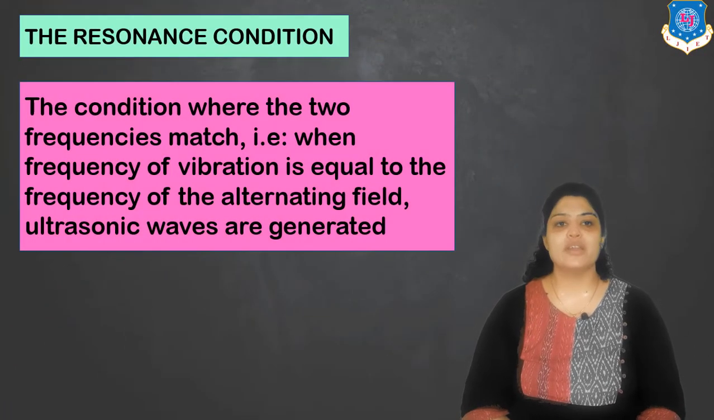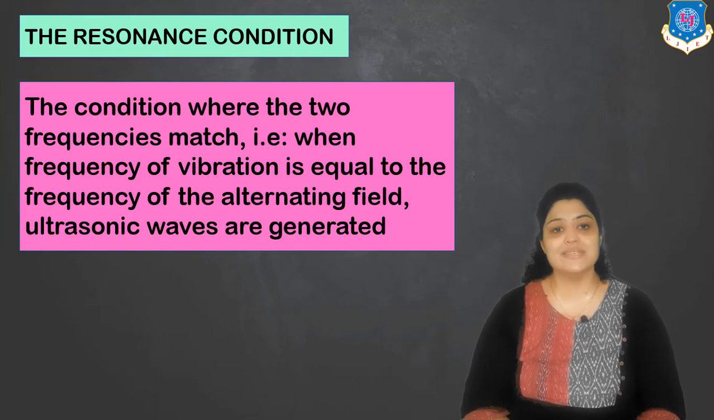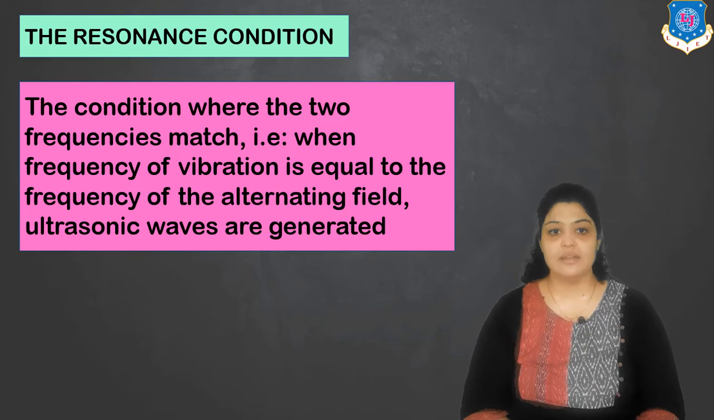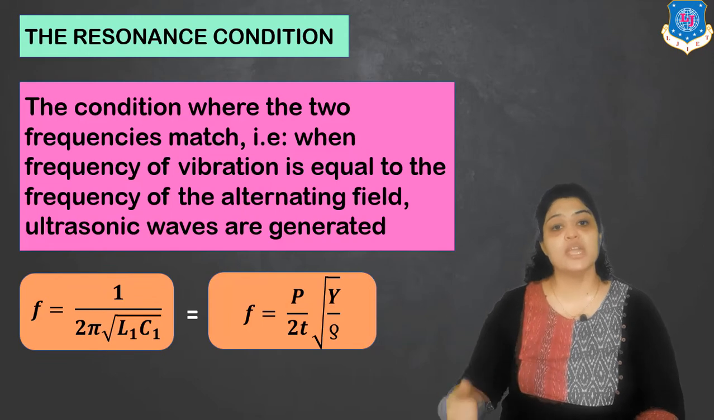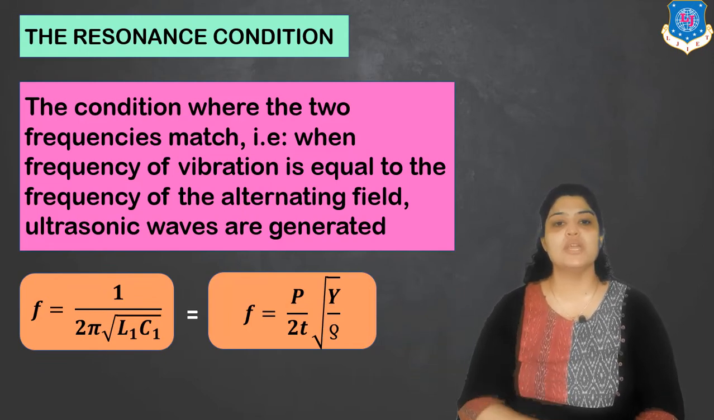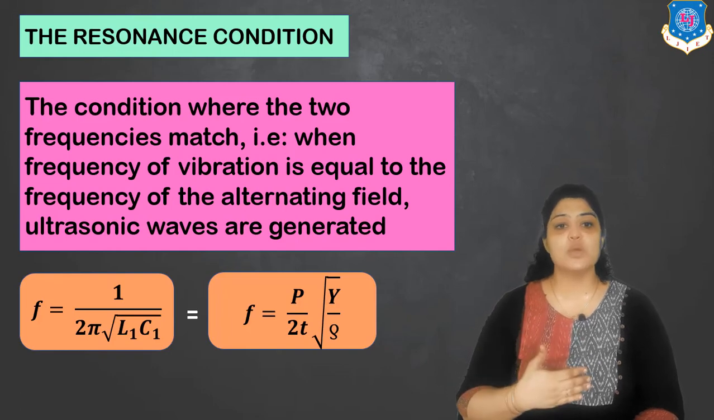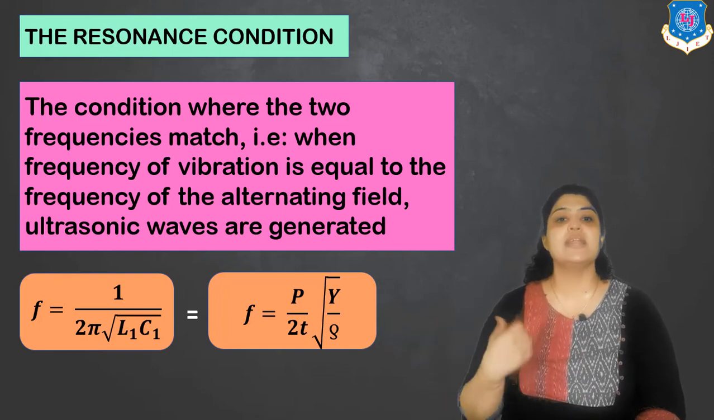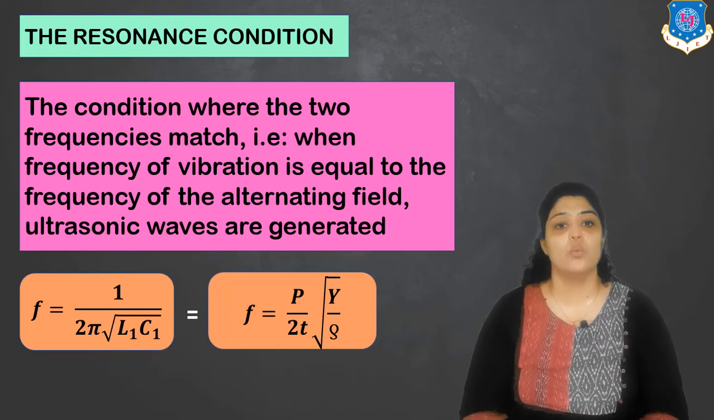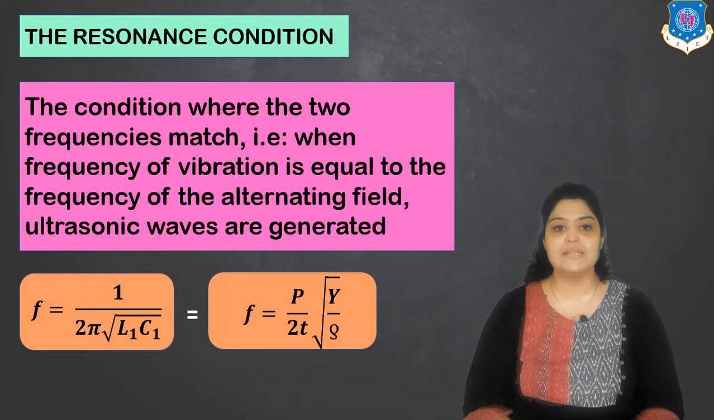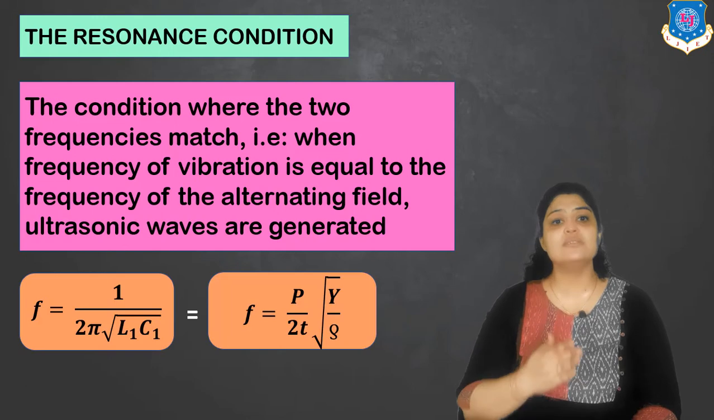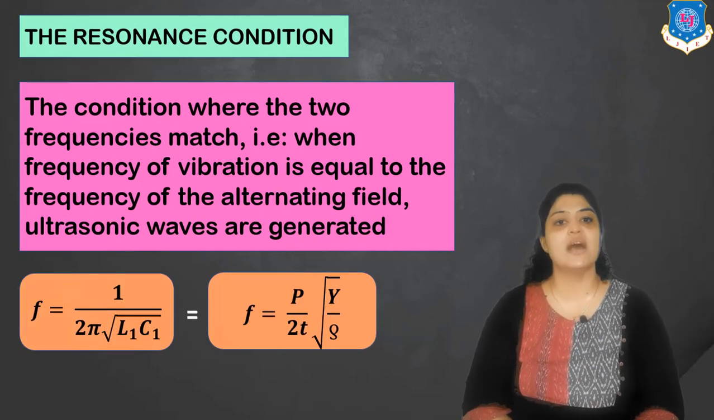Next comes the process of resonance, the condition where two frequencies match. We know that when the frequency of vibration is equal to the frequency of the alternating electric field, ultrasonic waves are generated. Thus, I can say f equals 1 upon 2 pi under root L1C1. This should be equal to f equals p upon 2t under root Y by rho. The first one is the frequency of the LC oscillator. Second is the natural frequency with which the crystal can vibrate. According to the second frequency, the first is adjusted with the help of a variable capacitor.